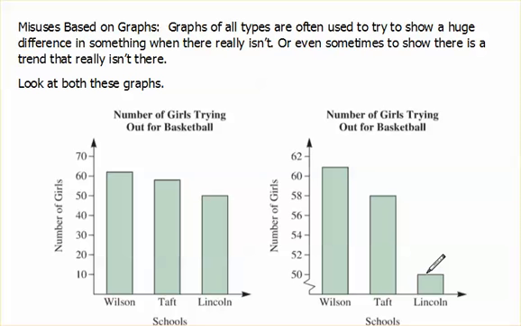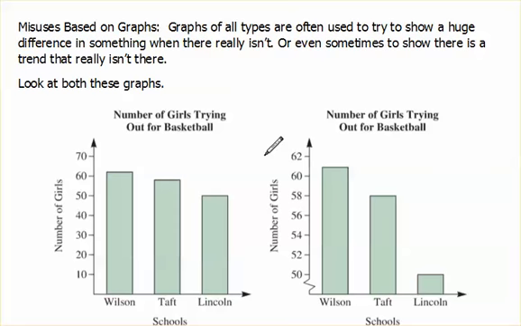Those numbers really are not that far apart. But when you cut out part of the scale, that's what this little jagged part here means, and you start at 50, that really makes Lincoln look very, very small in comparison to the others. So somebody might look at this and go, holy cow, maybe we don't need a basketball program at Lincoln, a girls basketball team, if that few students are trying out for it.